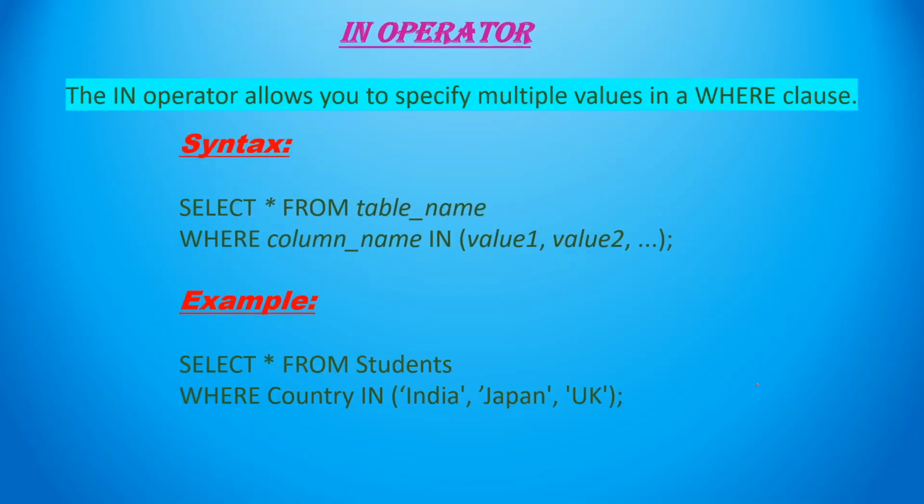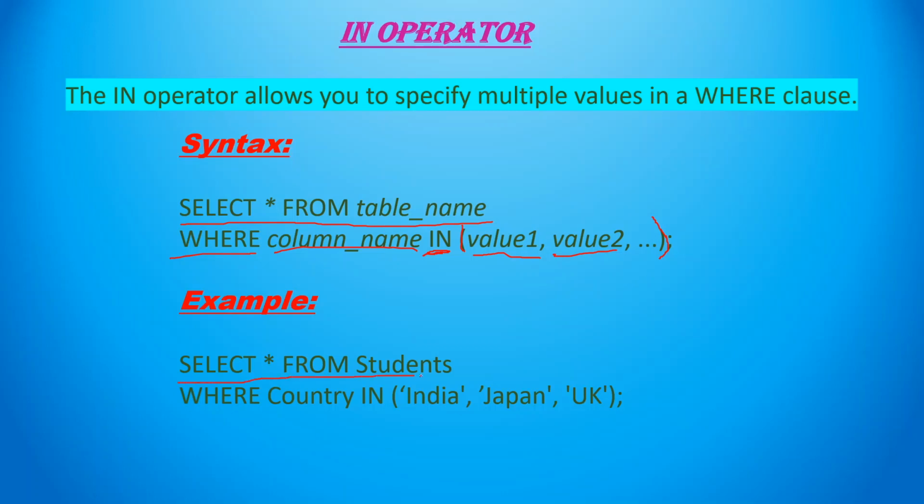Next is the in operator. The in operator allows you to specify multiple values in the where clause. Means you want to compare a column value, a column attribute, directly to a particular value, then you can use the in operator. Here's the syntax. Select asterisk from table name, where column name whose value you want to match, in is your keyword, round brackets under which you have to show all the values separated by a comma.